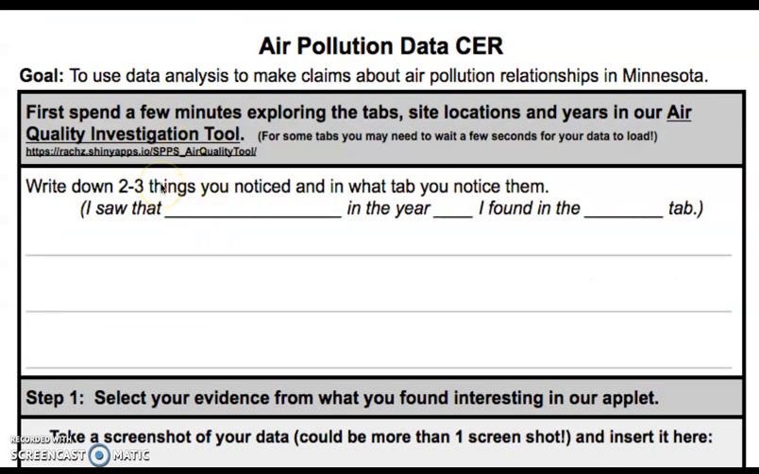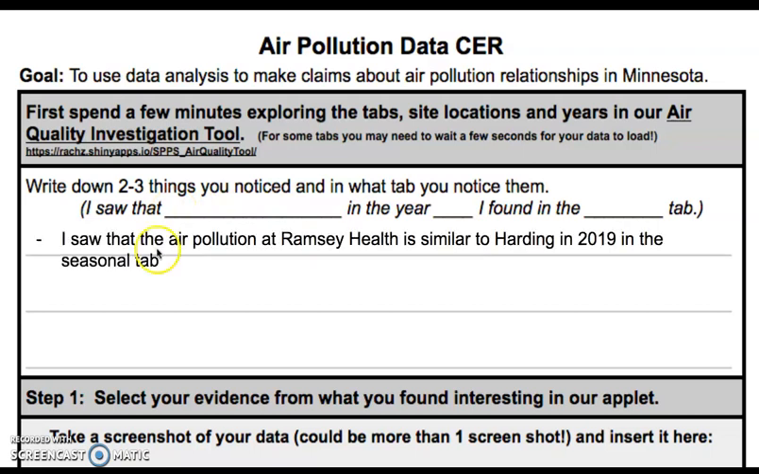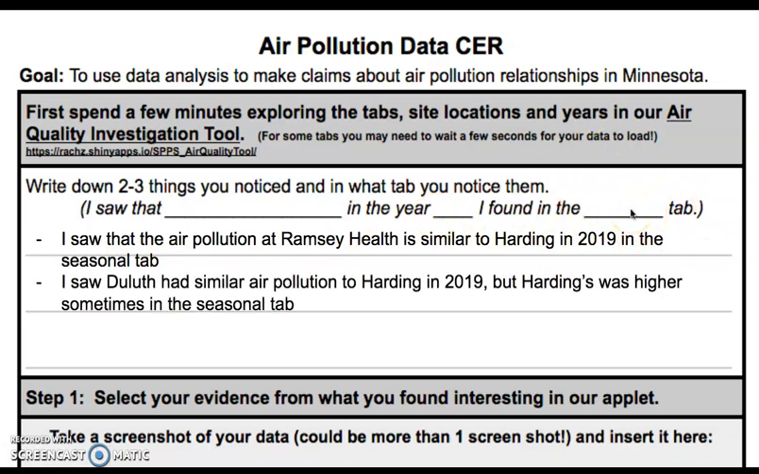So what I'm going to do here on my worksheet is I'm going to write down some stuff I noticed, just so that you can take a moment to think about some interesting things. So for example, I noticed that air pollution at Ramsey Health is similar to Harding in the seasonal tab. So notice I'm using this sentence stem. I saw that air pollution in Ramsey Health is similar to Harding in the year 2019 in the seasonal tab. It's really helpful to jot down what tab it is because it's easy to get a little bit lost if you find something interesting and want to find it again. I saw Duluth had similar air pollution to Harding in 2019, but Harding's was higher sometimes in the seasonal tab.